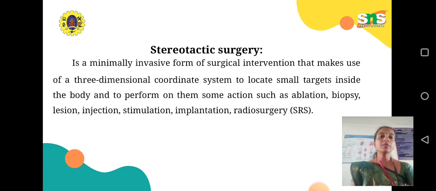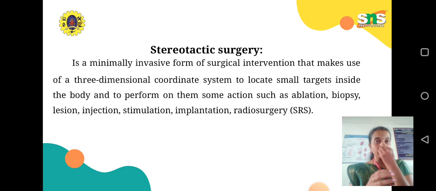It is a minimally invasive form of surgical intervention that makes use of a three-dimensional coordinate system to locate small targets inside the body and to perform on them some actions such as ablation, biopsy, lesion, injection, stimulation, implantation and radiosurgery.